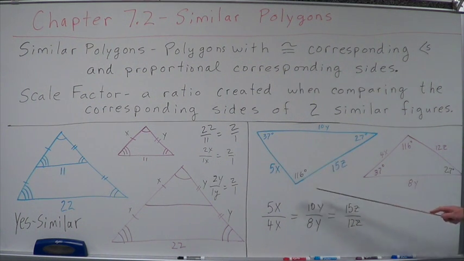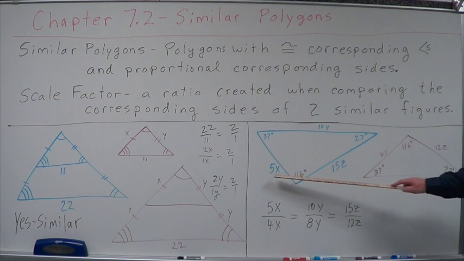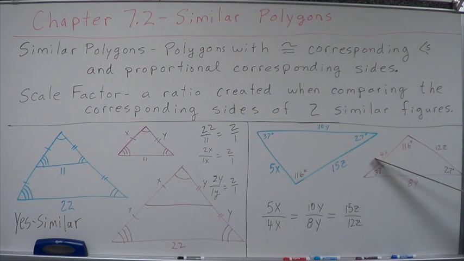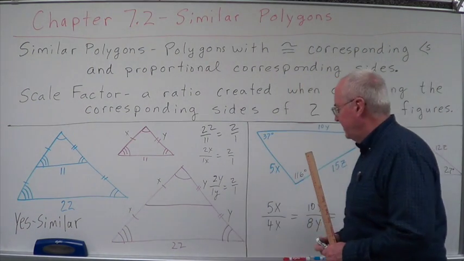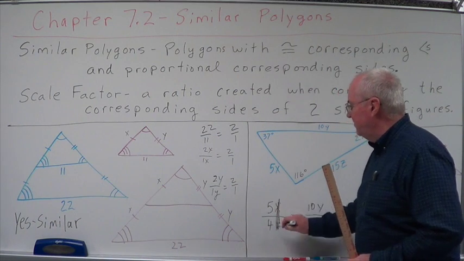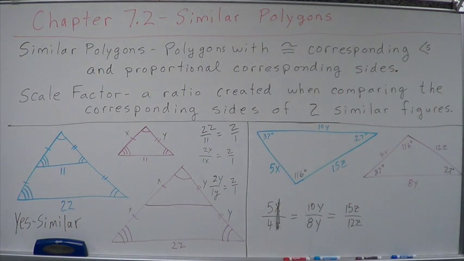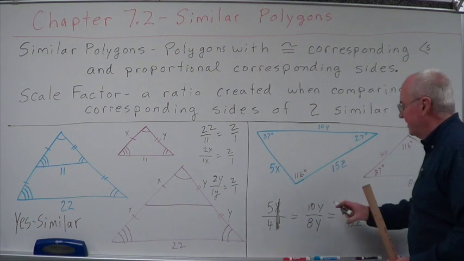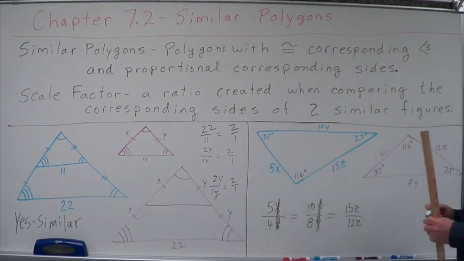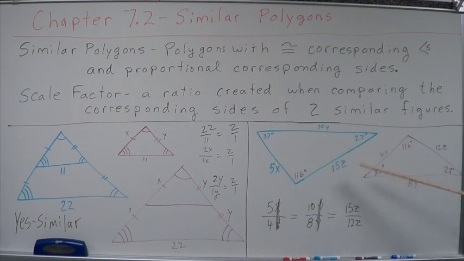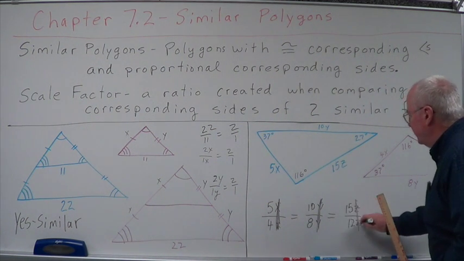Now, between the 37 and the 116, we have a 5x. So let's make 5x ratio with 4x. Well, what's going to happen there? The x's are going to what? Rules of algebra just say, oh, they're going to go to 1. Okay? Between the 37 and the 27, we have y. So put the 10y over the 8y. What's going to happen to the y's? They're going to go to 1. Okay? And between the 27 and the 116, we have 15z on this one and 12z on this one. This is simply going to go to here.